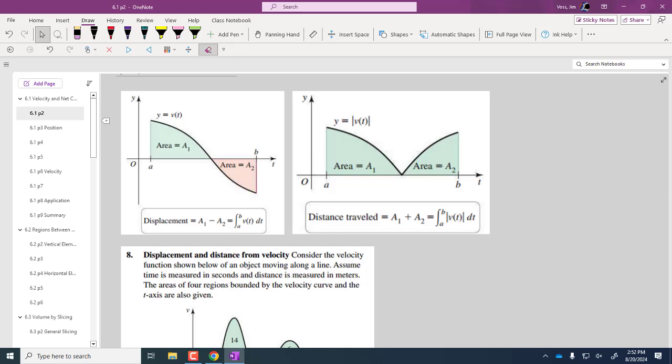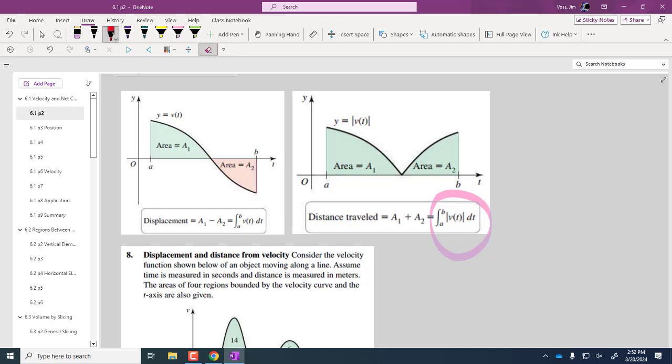If we wanted the distance traveled, that is always non-negative. Distance traveled has to be greater than or equal to 0. Right? So what we would do is take the absolute value of the v function, absolute value of v. That's going to pop that up above the x-axis. And if we just add those two areas together, we are going to get the distance traveled. So if we were able to integrate an absolute value function, that would give us the distance traveled.